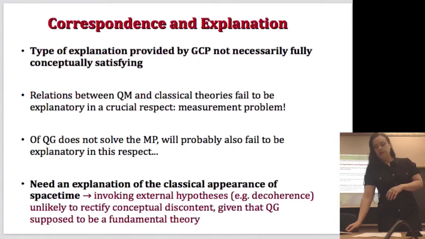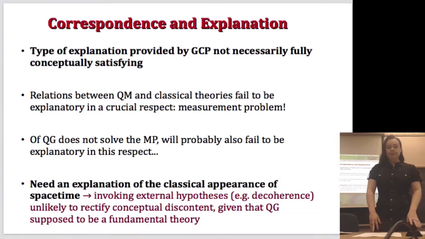Okay, also I want to argue that the type of explanation provided by correspondence is not necessarily conceptually satisfying. Obviously, the relations between quantum and classical theories fail to be explanatory in a crucial respect thanks to the measurement problem. And, sorry, that should be if. If quantum gravity doesn't solve the measurement problem, I think it's also going to fail to be explanatory in this respect. So, if quantum gravity tells us that the micro degrees of freedom of space-time are quantum entities, then we need an explanation of the large-scale classical appearance of space-time. And I believe that invoking external hypotheses such as decoherence are not going to help with this, given that quantum gravity is supposed to be a fundamental theory. I think the explanation is going to have to come from the theory itself.